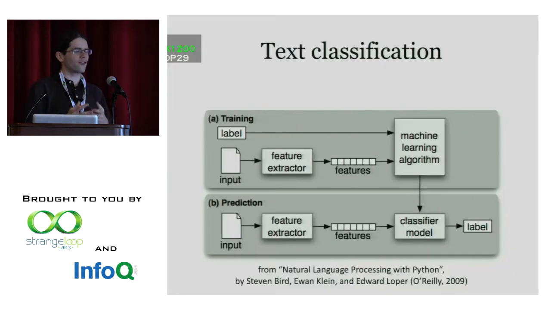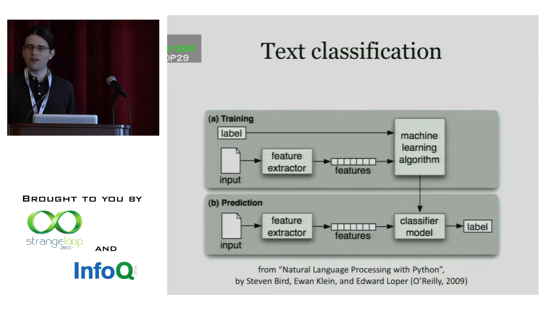So now we've got this information. We can represent documents as these bags of words. What do we do with them? One thing we very often want to do is some form of classification. So there are lots of AI problems that basically fit into this structure.